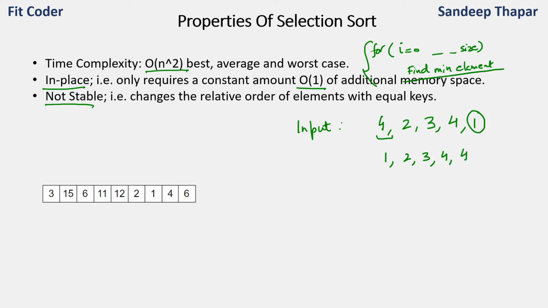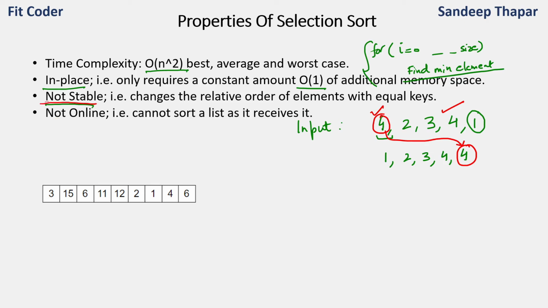Here you can see that this 4 comes at the last. Now we had two equal 4s, but the relative order has changed. The 4 which was occurring before is now occurring at the end. Because we are swapping the elements in each iteration, the relative order of elements which are equal can change. That is why this algorithm is not stable.